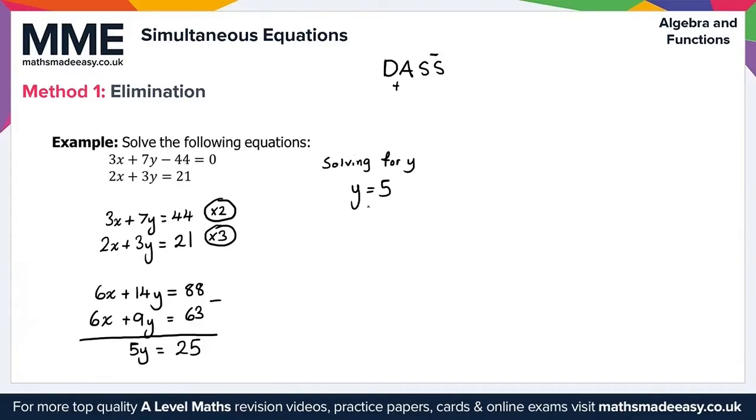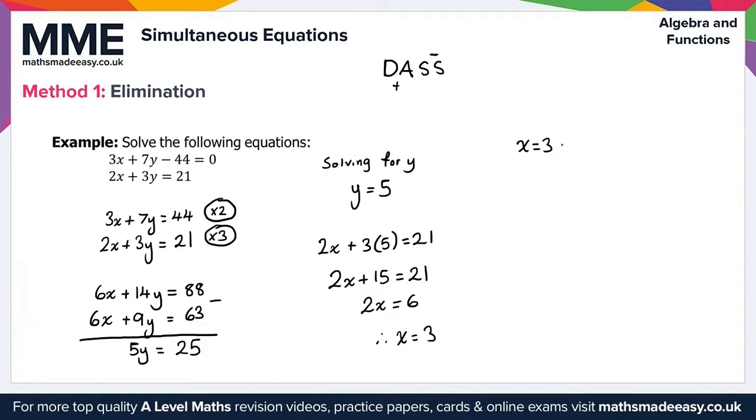So in that case, substituting y equals 5 into here, we obtain 2x plus 3 lots of 5 is equal to 21. Well, 3 times 5 gives us 15 here. We obtain 2x plus 15 is equal to 21. And then subtracting 15 off both sides, we obtain 2x is equal to 6. And in that case, dividing by the coefficient of x, we obtain x is equal to 3. So our solution in this case then is x equals 3 and y equals 5. Which gives us the solution to our example using elimination.